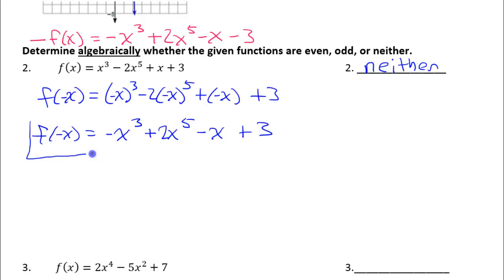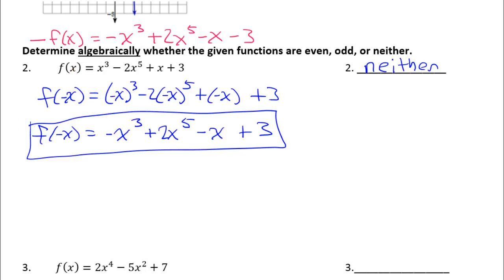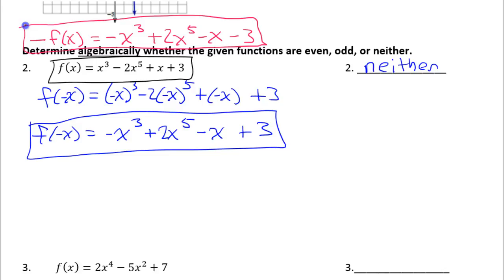So you're supposed to take your f of negative x and see if it matches either the original function or the opposite function. Okay, it looks pretty similar to the opposite function until you get to the last term. Here we have a positive 3, but that was a negative 3. So they're not quite the same. So f of negative x does not equal either one of these. So that's why it's neither.